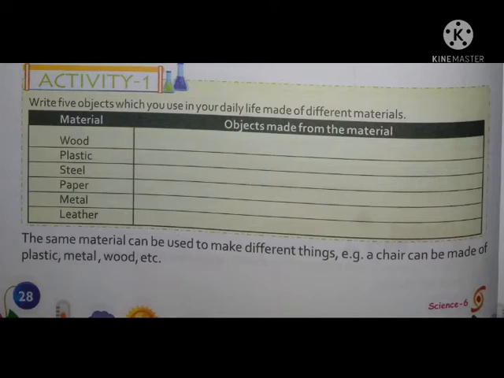Okay. The same material can be used to make different things. Example, a chair can be made of plastic, metal, wood, etc. Means there are different types of chairs. Some chairs are made up of wood, some chairs are of plastic. So the same material can be used to make different things.